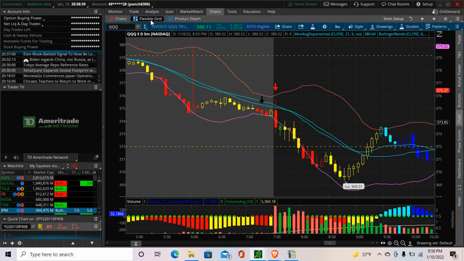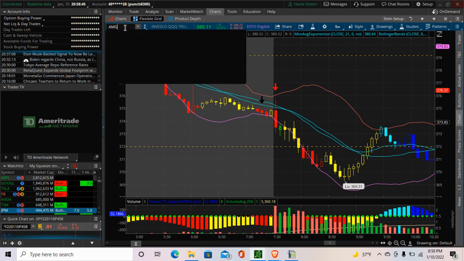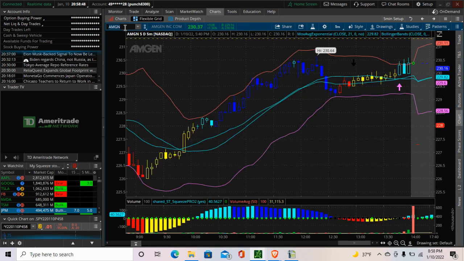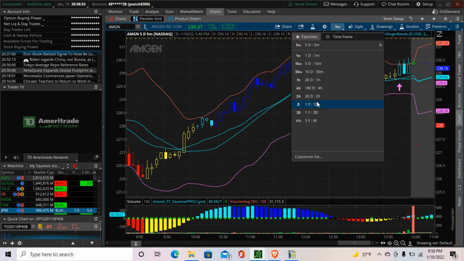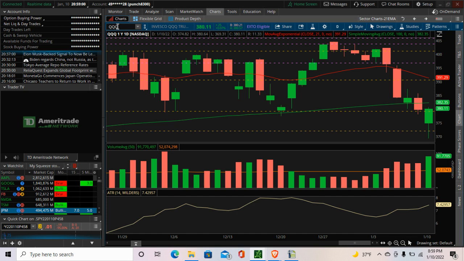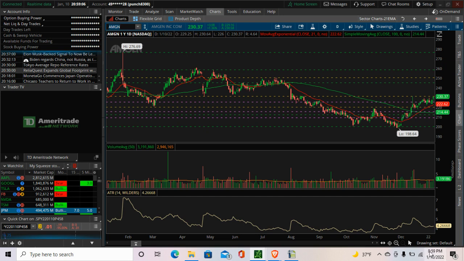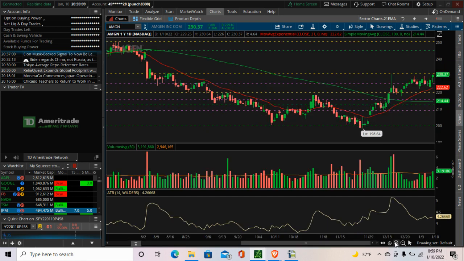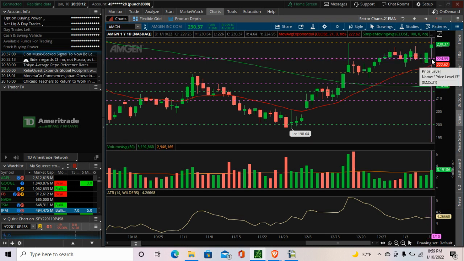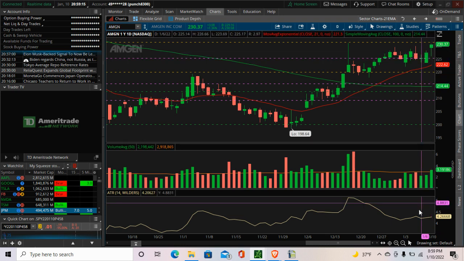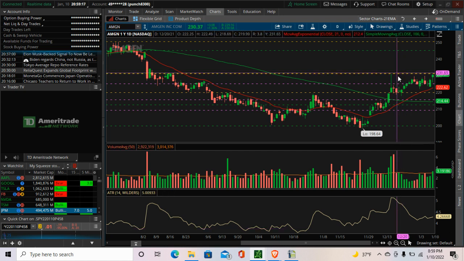With that being said, I do have a position in AMGN. Actually, it's a biotech stock. I've had this position for a bit, and this is on a daily chart. You can see right at this key level, this 225-ish level, we had a pin bar. Usually when you have a pin bar at that level or at any level, there's definitely a strong push by buyers.